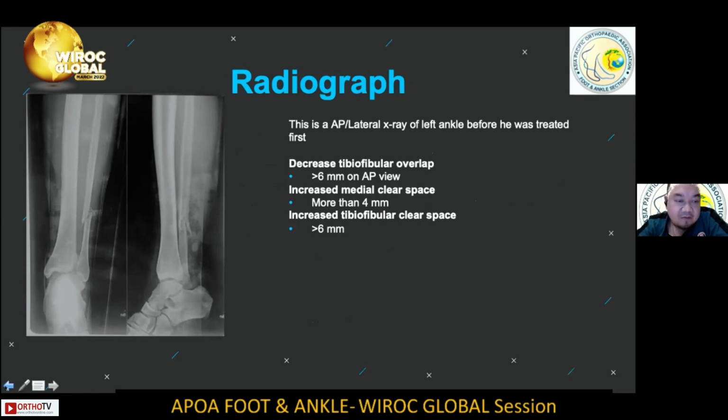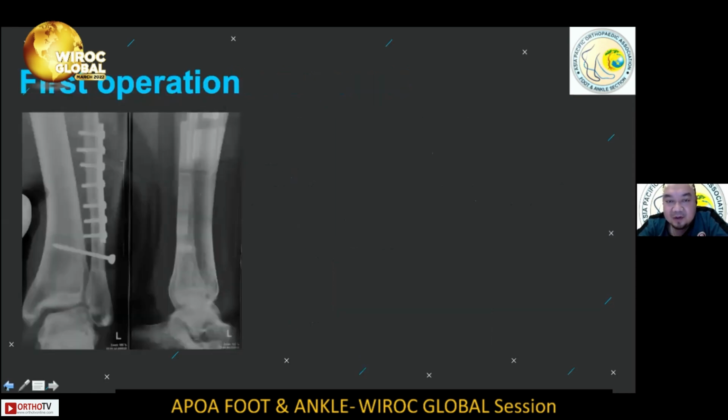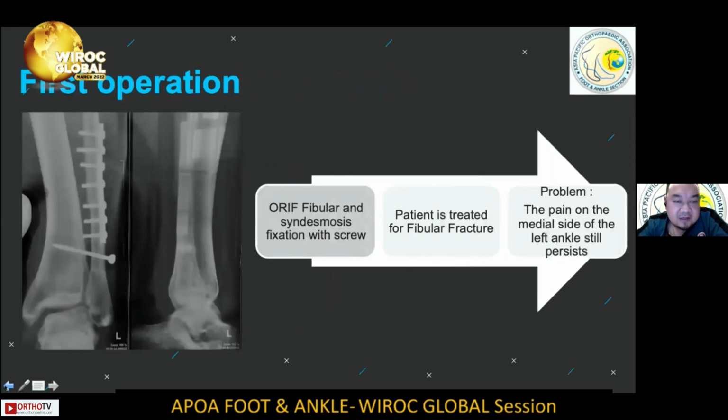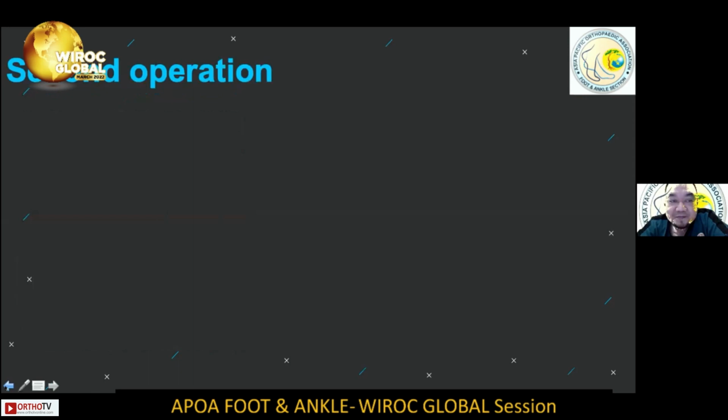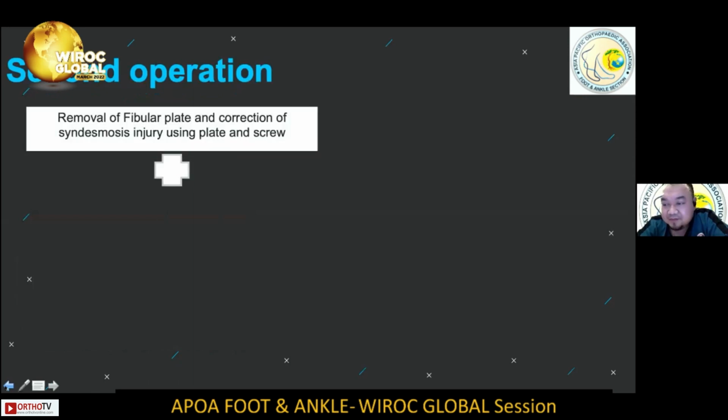This is the radiograph before he got the first operation. This is the result of the first operation. You can see the fibula was fixed by plating and screw, and then the syndesmotic injury was fixed with a screw. The problem after 1 year is that the pain at the medial side of the left ankle still persists. And this is the second operation.